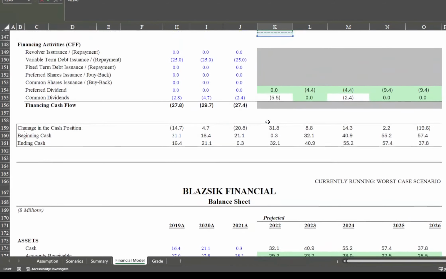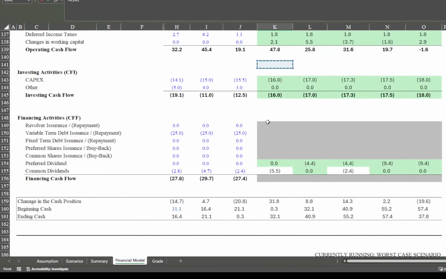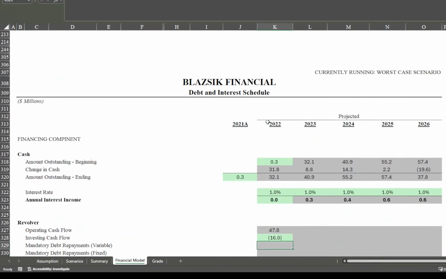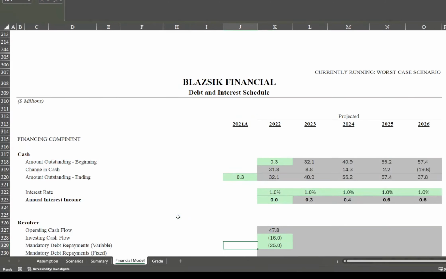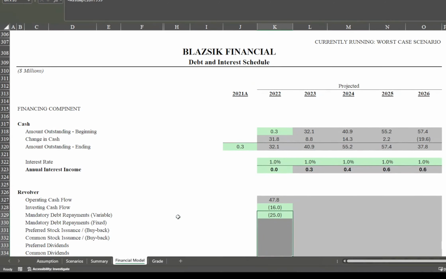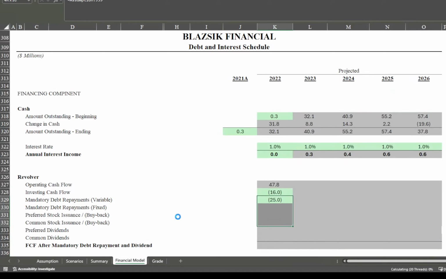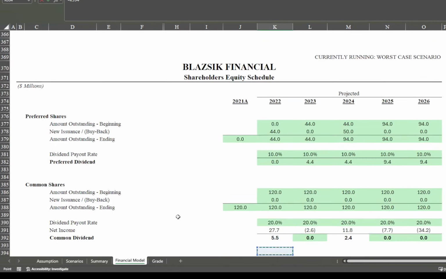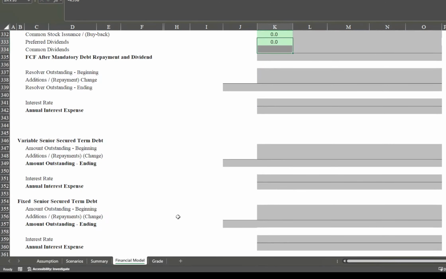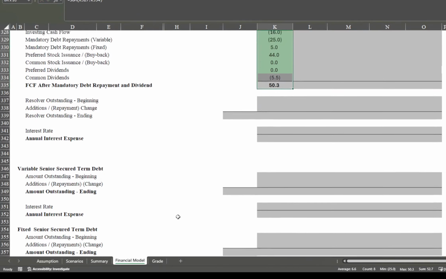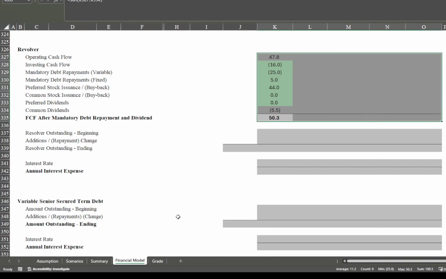After we figured out the cash, we're going into the revolver, and we have to know how much cash we have from operations and how much cash we have from investing. We get that from the cash flow statement. Then we plug in our mandatory debt repayments for variable debt and fixed debt. Then we want to know: are we buying back or issuing new common stock or preferred stock, and what are the dividends? I found those in the equity schedule and plugged them in, and we have to put a negative there. I'm going to go across.